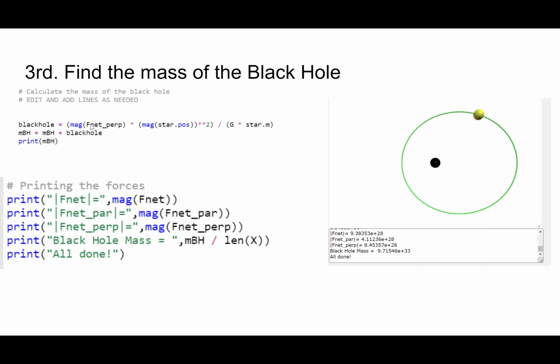Now that we have F net perpendicular, we can solve for the mass of the black hole using Newton's law of gravitation. And here you can see, since it's an iterative process, I added up this variable, which will just continue to add every calculated value of the black hole's mass. And then when I printed the mass at the end, I divided it by the number of iterations. And that gives us an accurate average of the black hole's mass.